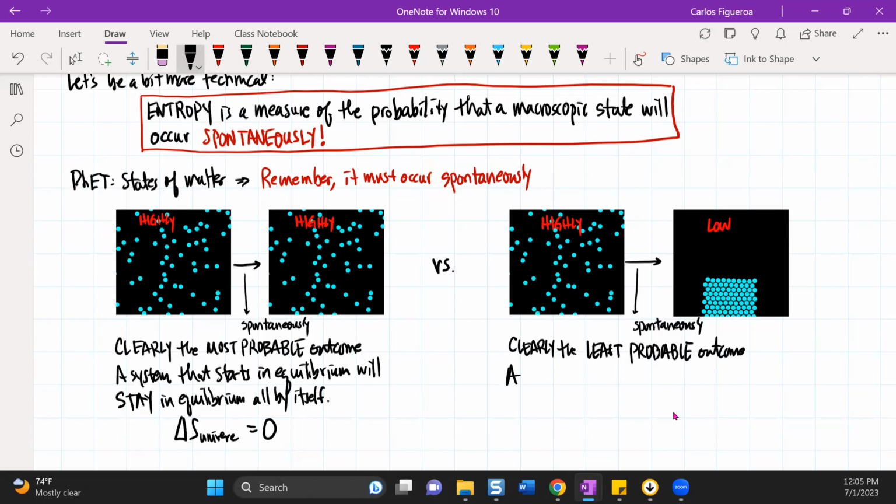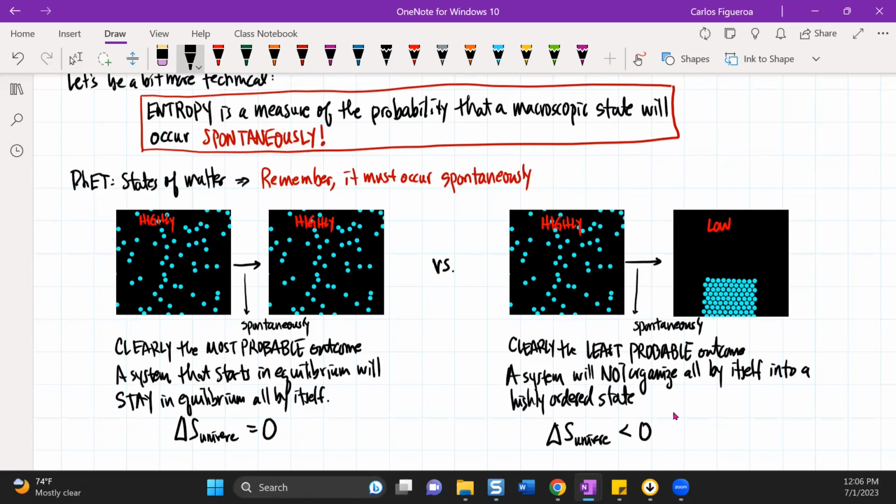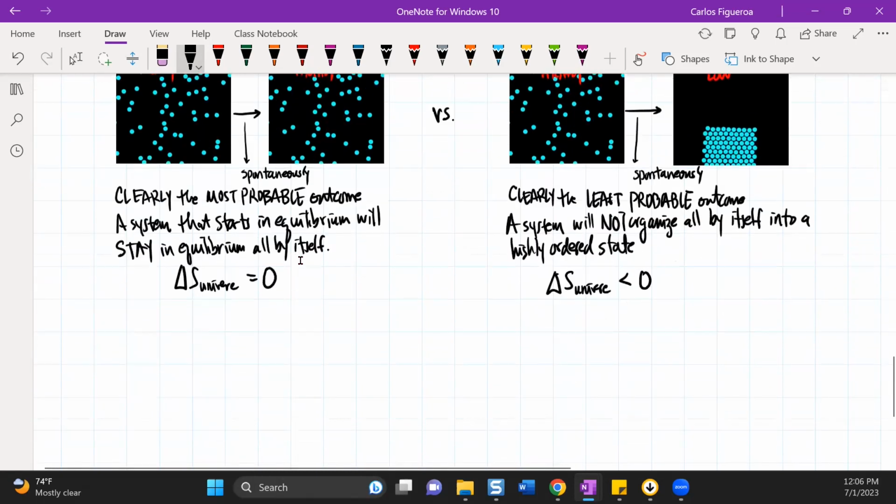And we could say here is that a system will not organize all by itself into a highly ordered state. So in this case, the entropy of the universe, that is definitely negative. But however, we could go for something like this here.